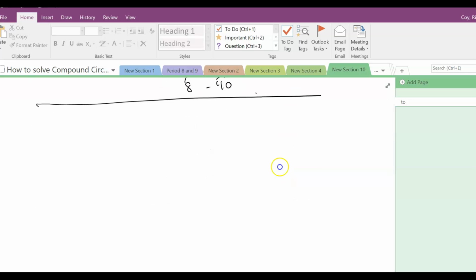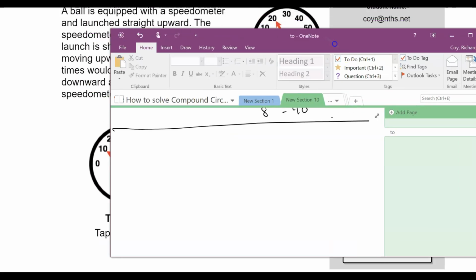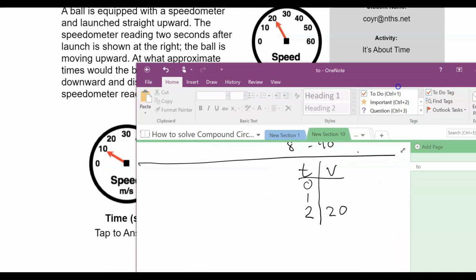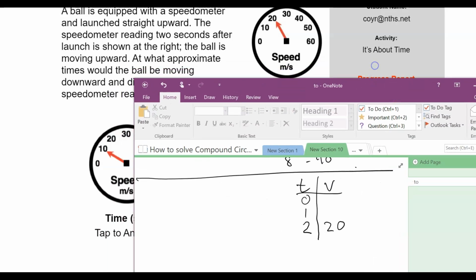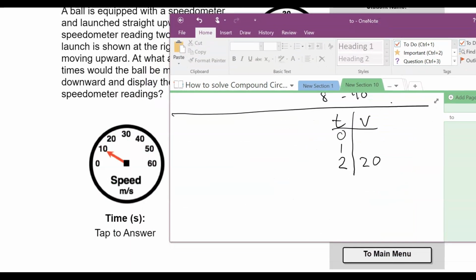Let's get this out of the way now, and let's take a look at what we're dealing with here. All right, we know the ball is moving upward, and 2 seconds later, the ball has a speed of 20. So let's do our time and our velocity, and we know at 0 seconds, 1 second, at 2 seconds, the ball has a speed of 20 meters per second upward. That's what we're told in the data. At what approximate times will the ball be moving downward with these speeds?